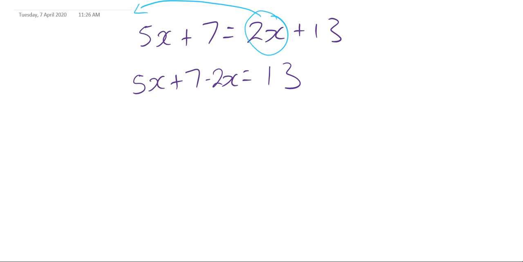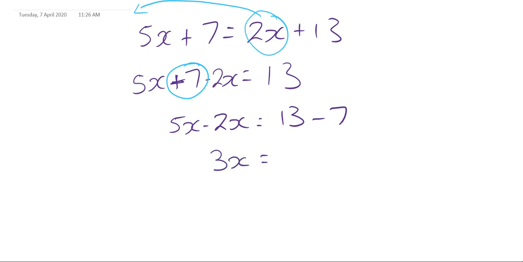So now I need to look, okay, what about on this side? I need to move that number to the other side because I'm trying to separate the two. So left on this side, I've got 5x take 2x equals 13. It becomes a subtract 7 because this was initially a plus. From here, 5x take 2x is 3x, 13 take 7 gives me 6, and then you solve like normal. 6 divided by 3, therefore x is equal to 2.